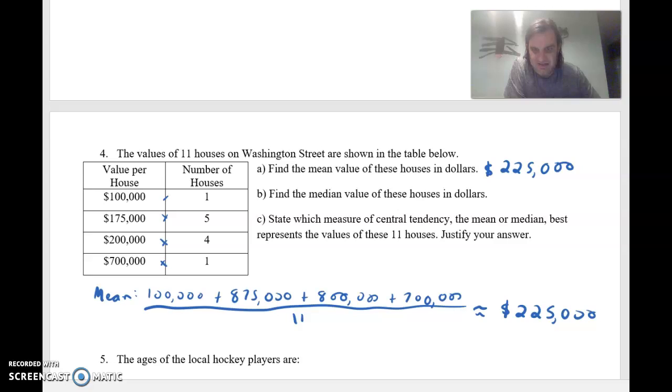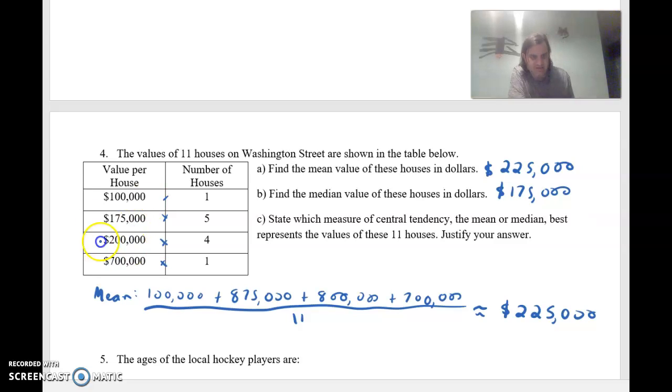What is the median value? So we just said there were 11 houses. So there is a middle, and it would be, if you wrote all these out individually, the 6th house, 5 from each end, which is 175,000. And it says, state which measure of central tendency, the mean or the median, best represents the values of these houses. Justify your answer.